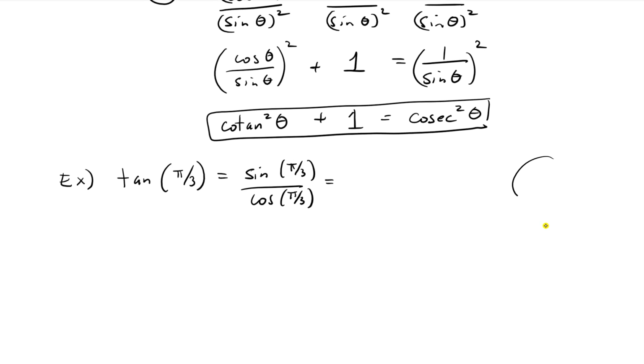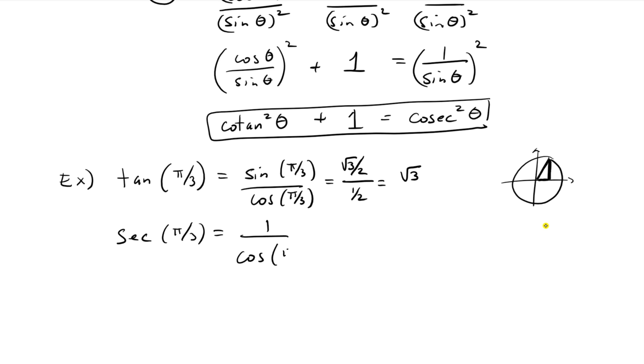Sine of pi over 3, what is that? So of course I draw it on the side here. Eventually you do this in your head when you get good at it. So you see this triangle here. The sine is the height of this triangle, and it's the largest side, so that's root 3 over 2. Cosine is the smallest side, that's 1/2. As you simplify, you get root 3. Let's look at secant now, because we know that they should be related to one another. So this is 1 over cosine. Now cosine we said is 1/2, so 1 over 1/2 is 2.